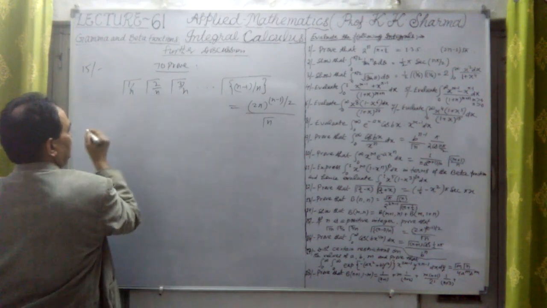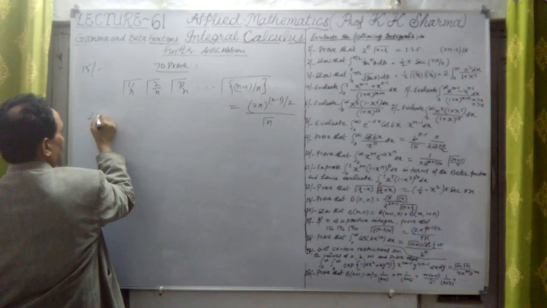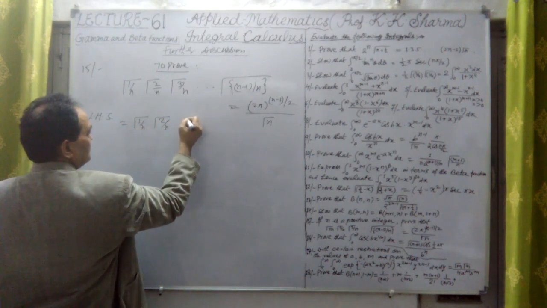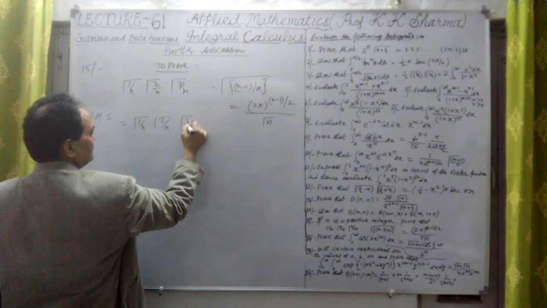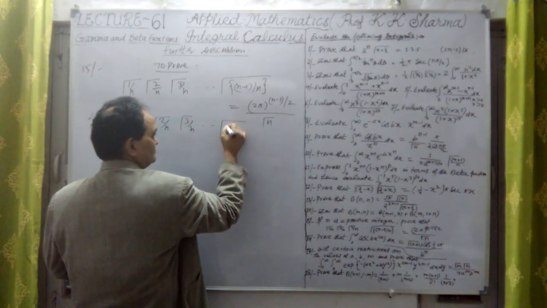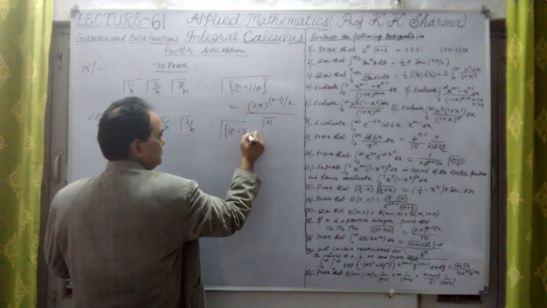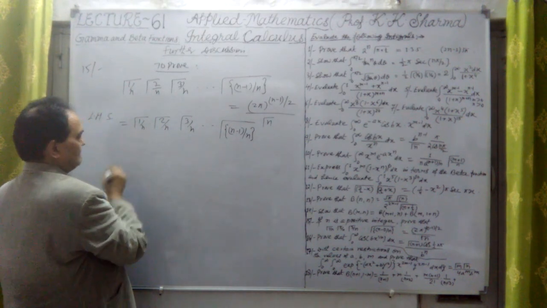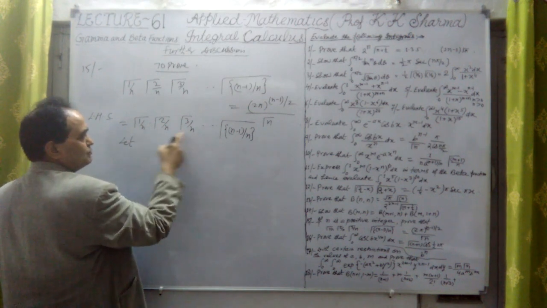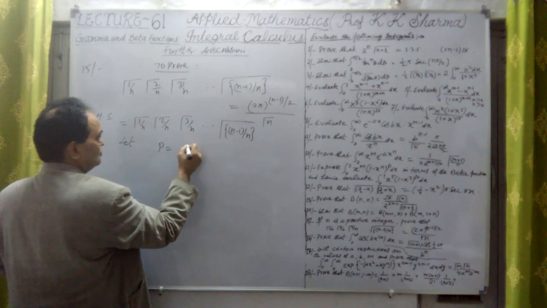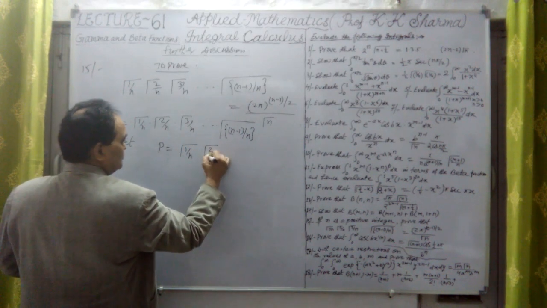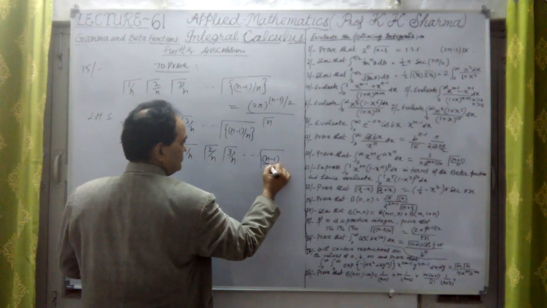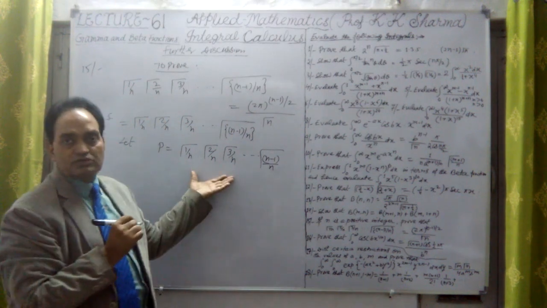So let me take the left hand side. Taking the left hand side here, we are proving. Left hand side is gamma 1 upon n, gamma 2 upon n, gamma 3 upon n, up to gamma n minus 1 upon n. Let's assume that P is the product of these numbers: gamma 1 upon n, gamma 2 upon n, gamma 3 upon n, up to gamma n minus 1 upon n. Let me write it like this. This is the product of these numbers.